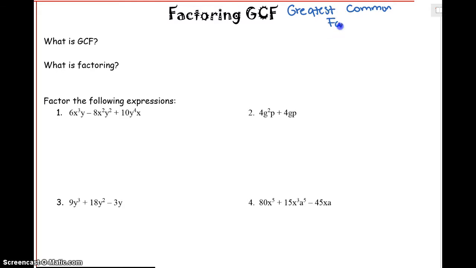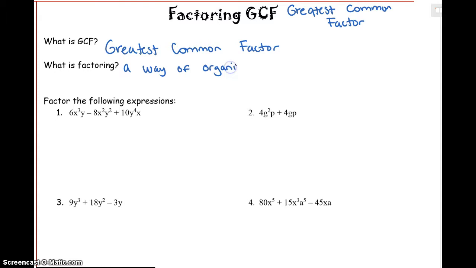Alright, our focus today is just greatest common factor. So what is GCF? We already wrote it, but let's write it again. It is the greatest common factor, so it's something that all terms have in common that we can actually pull outside. And what is factoring? Well, factoring is a way of organizing an expression. So we are going to be organizing these expressions in a certain way, and we call that factoring.